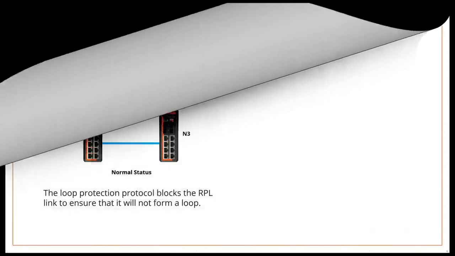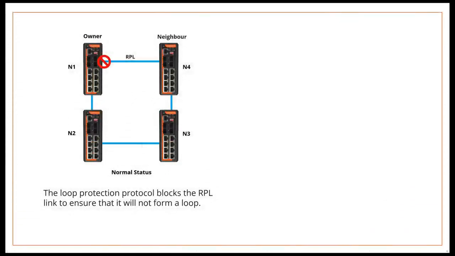In the normal state, all nodes are connected in a ring on the physical topology. The loop protection protocol blocks the RPL link to ensure that it will not form a loop. Fault detection is performed on each link between adjacent nodes.